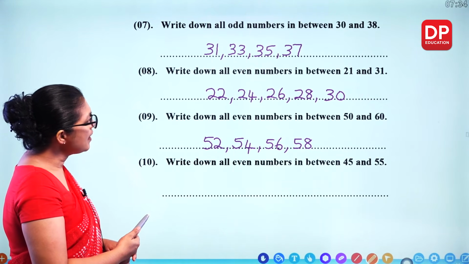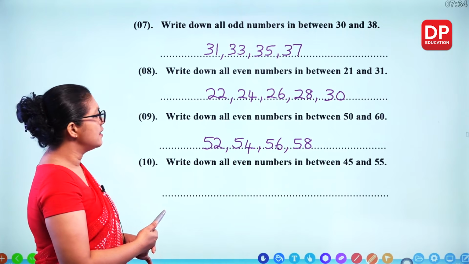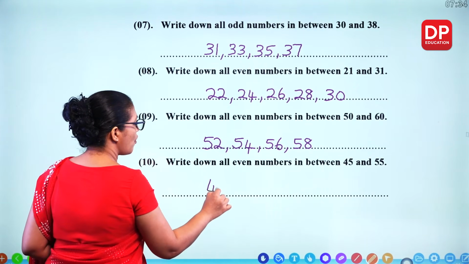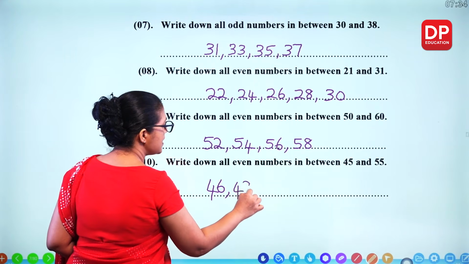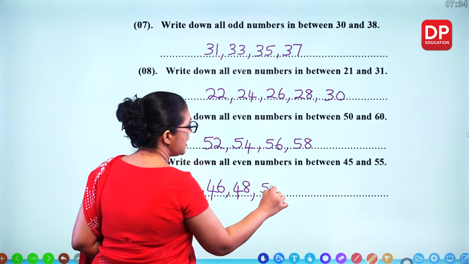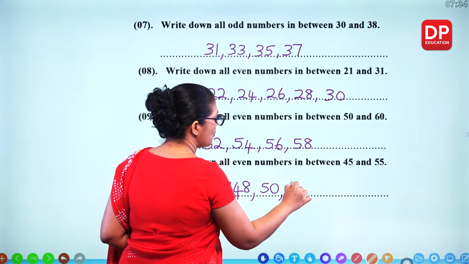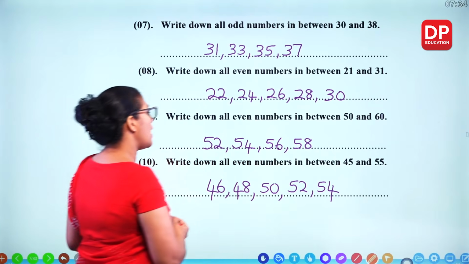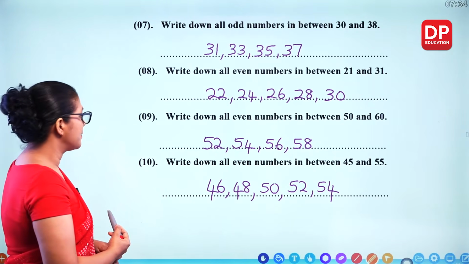Write down all even numbers in between 45 and 55. So starting from 46, 48, 50, 52, 54. Those are even numbers.